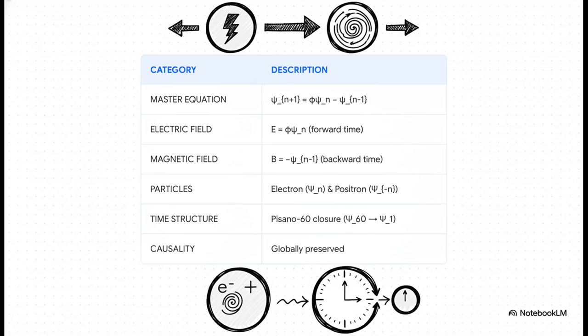The electric field, that's the forward-in-time part. The magnetic field, that's the backward-in-time part. Electrons and positrons, just two directions of the same thing. And the whole show is kept running smoothly, without any paradoxes, by that Pisano 60 time loop.